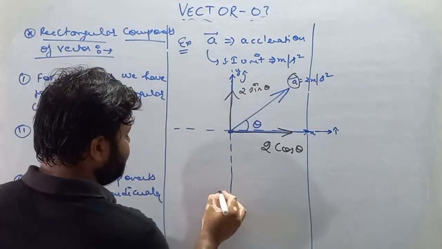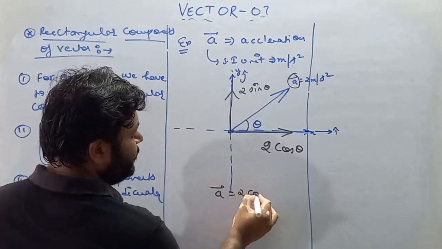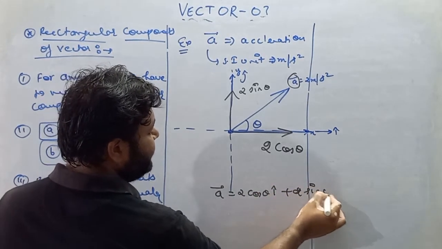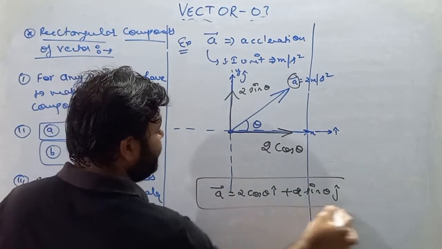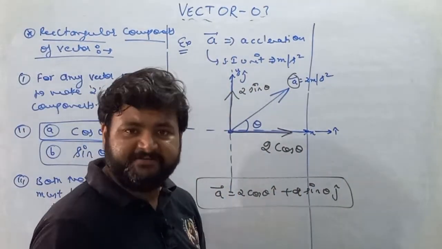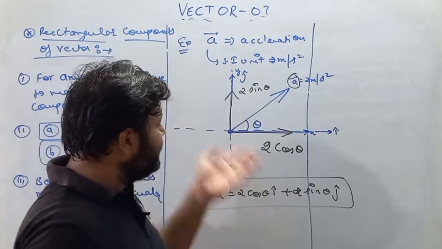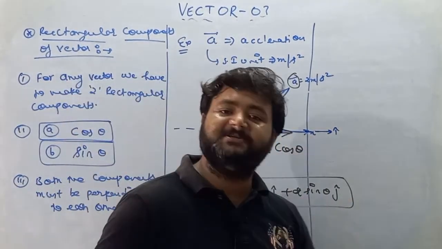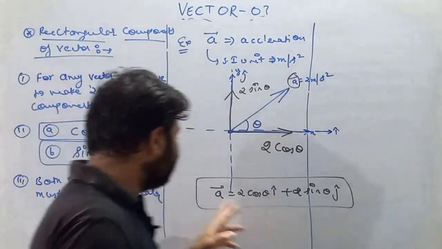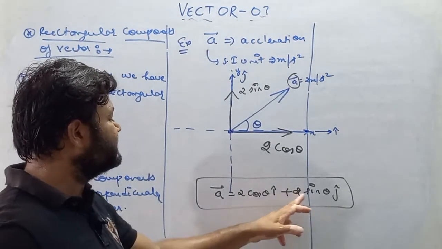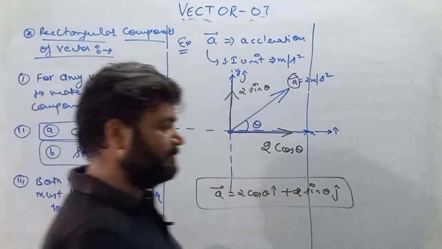Now we'll write acceleration is equal to 2 cos theta i cap plus 2 sin theta j cap. The sin component is along the y-axis and along the y-axis we know the unit vector is j cap. Similarly, cos lies along the x-axis and along the x-axis the unit vector is i cap. So I'll write the vector is equal to 2 cos theta i cap plus 2 sin theta j cap.